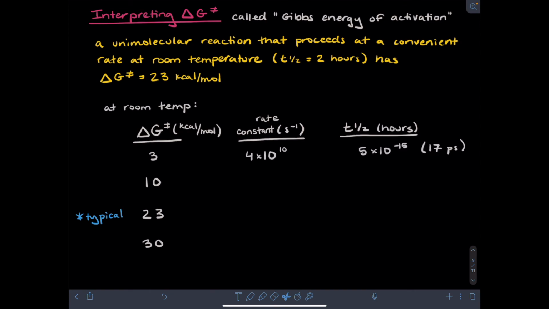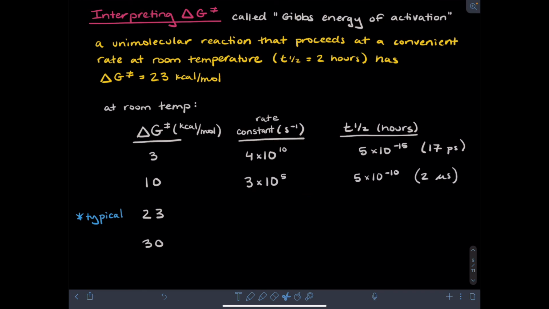Using the Eyring equation, you can convert a delta G double dagger value of 3 kilocalories per mole at room temperature, 298 Kelvin, to a rate constant of 4 times 10 to the power of 10, with units of per second. This corresponds to an extremely short half-life of 17 picoseconds. This would be exceptionally rare, and I can't think of an organic reaction with an overall rate this fast.